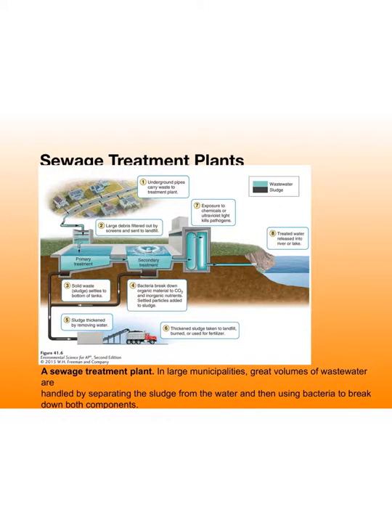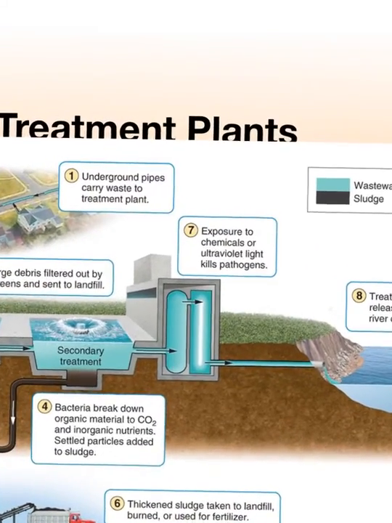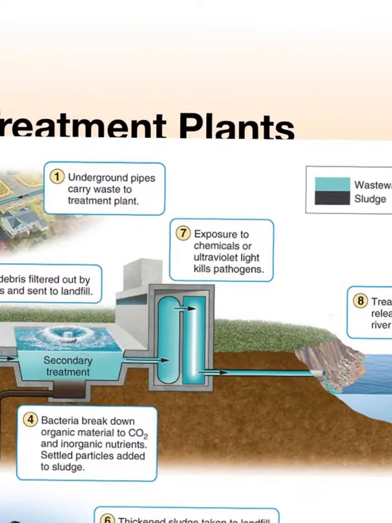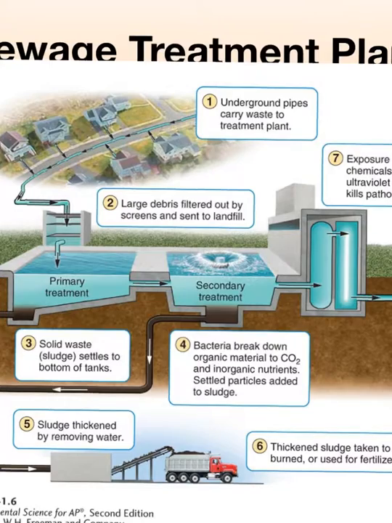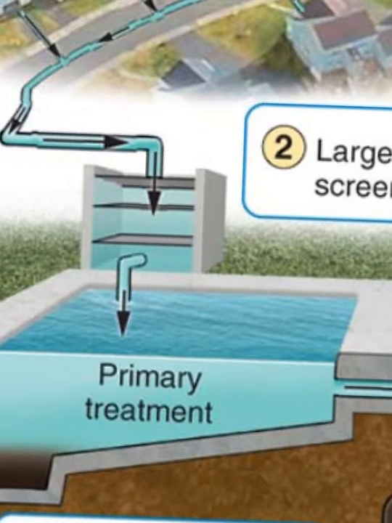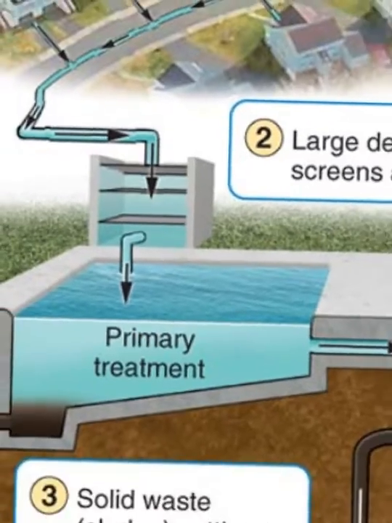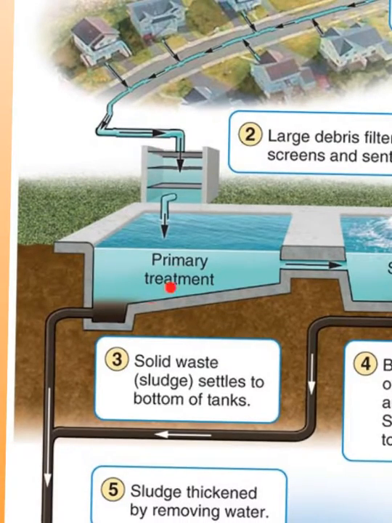Okay, so here is the process. Start at part 1. Underground pipes carry waste to the treatment plant. Large debris is filtered out by screens and sent to the landfill. So you get rid of the large debris right here. Okay, and now in primary treatment, this is where you're going to use some of your chemicals to get rid of stuff. But a lot of it here is just physical separation still.